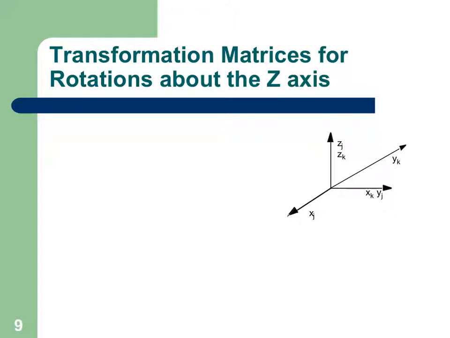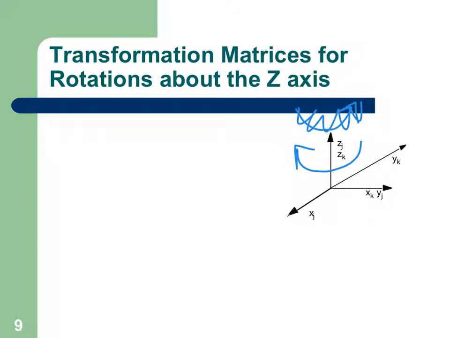On the other hand, if I'm trying to move from k coordinates to j coordinates, right, I want to transform my frame from k coordinates to j coordinates, then I've got to spin the other way. And remember your right-hand rule for figuring out the direction of spin, right? If we point our thumb along the z-axis, then the positive direction of spin is this way. But we don't want to do that now.